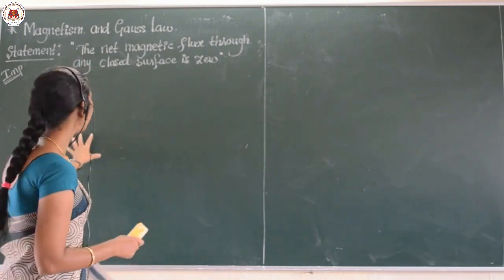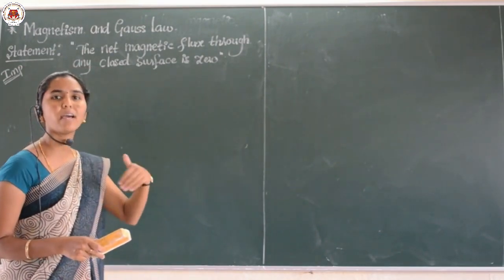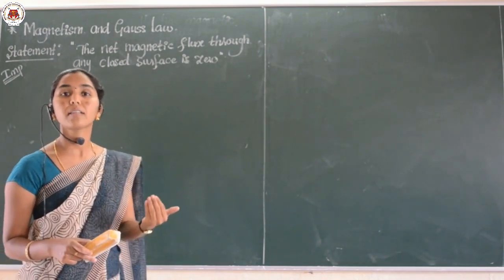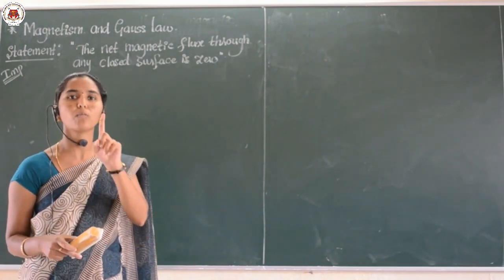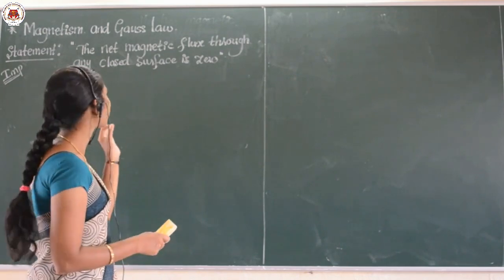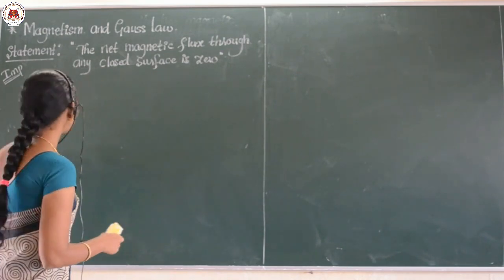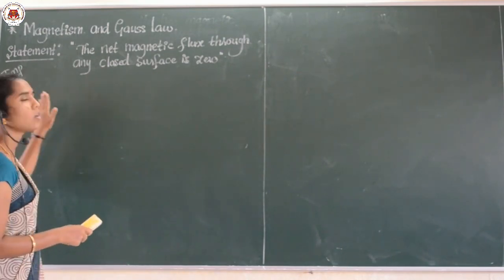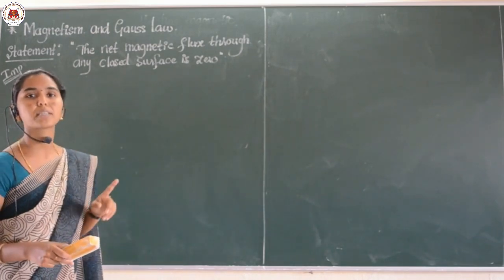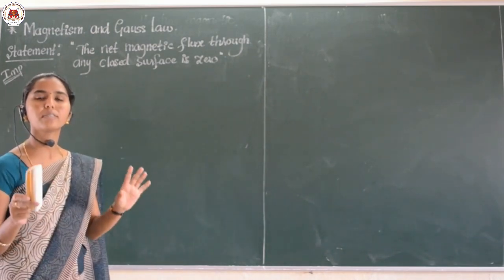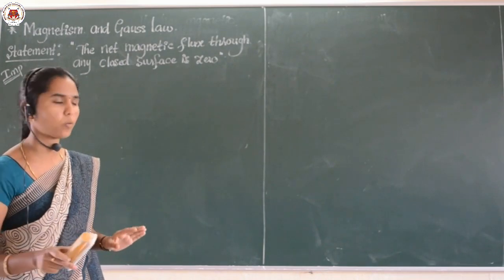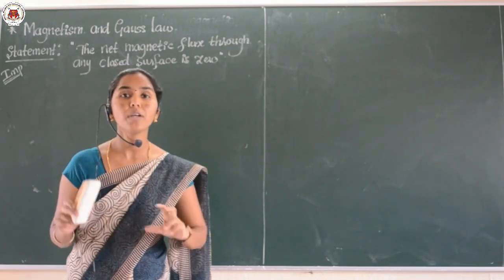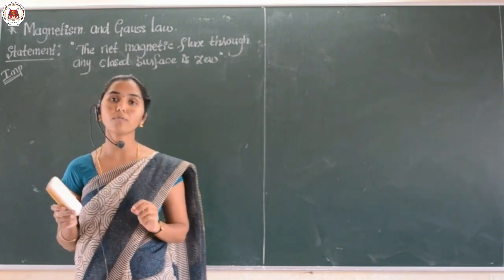Dear students, this question is asked very repeatedly in your theory annual examination for 1 mark: State the Gauss law in magnetism. It is a very important law for examination purposes, and it is very easy to understand. When you see the Gauss law, you will remember the Gauss law of electrostatics.